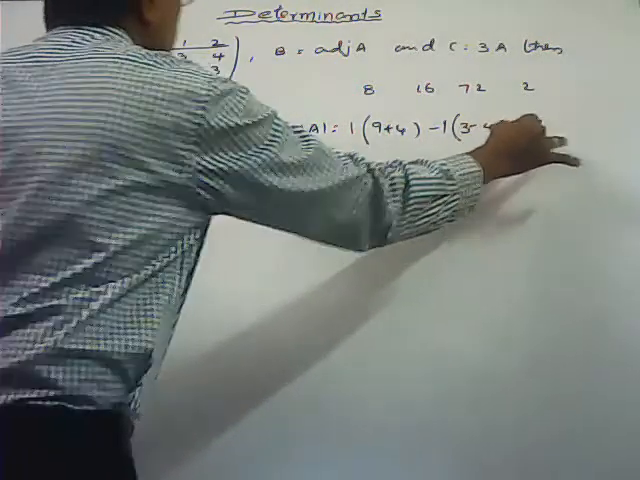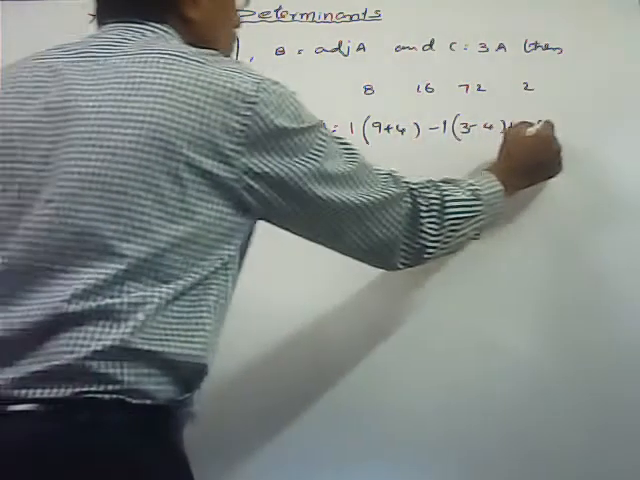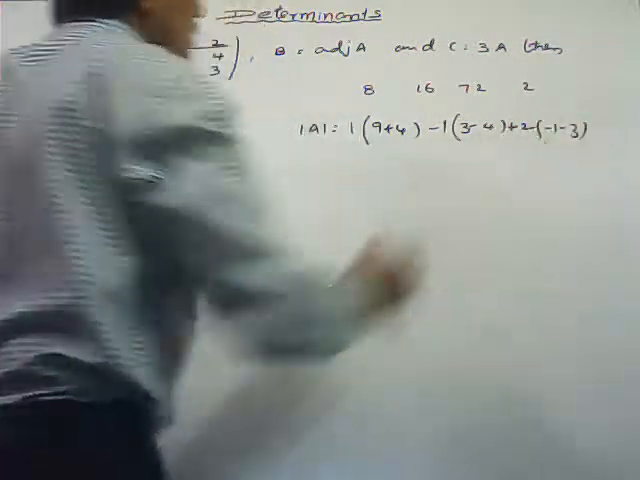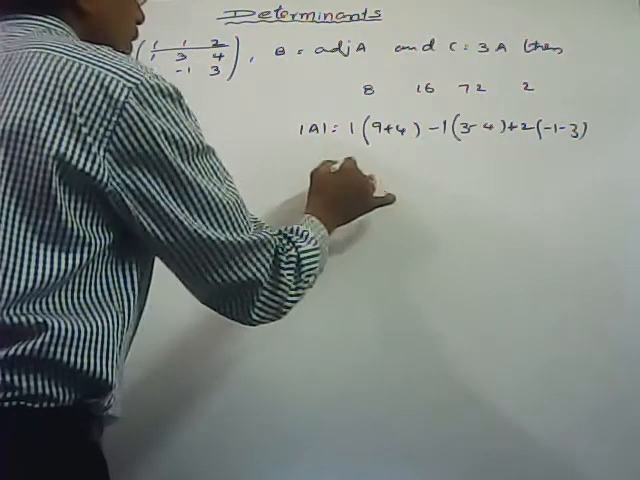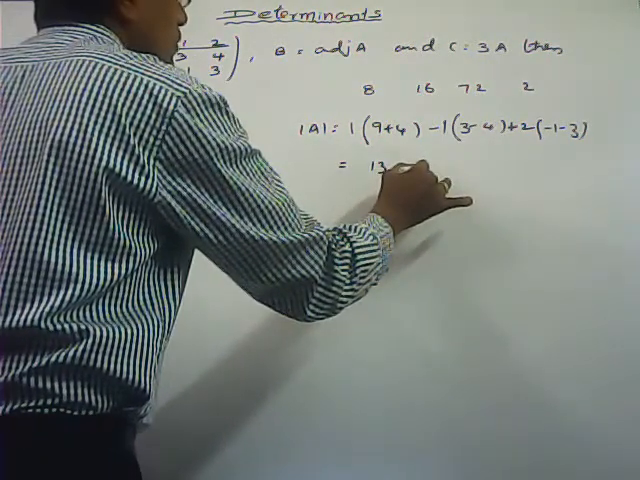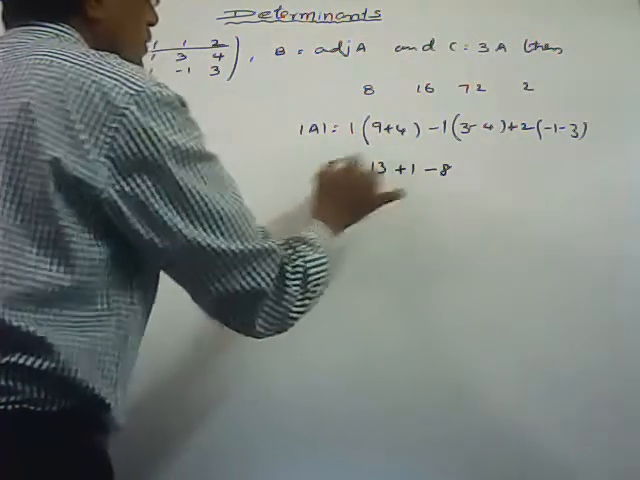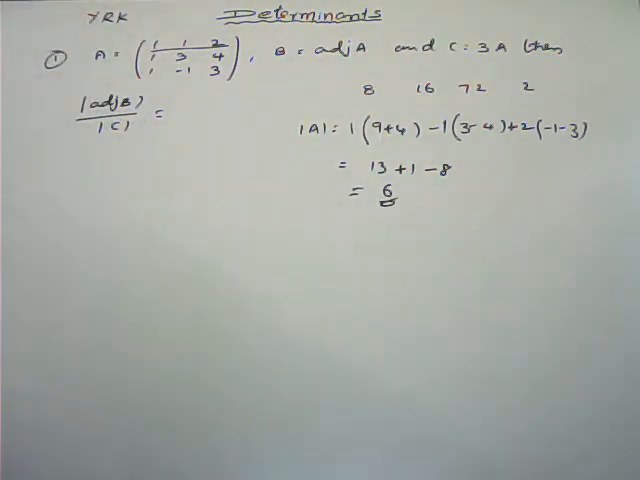plus 2 into, what is the cofactor of that one? Minus 1 minus 3. The sum of the product of the elements of first row with their corresponding cofactors, that is what we say determinant. 13 plus 1, 6, we are getting 6. That is the det of A.